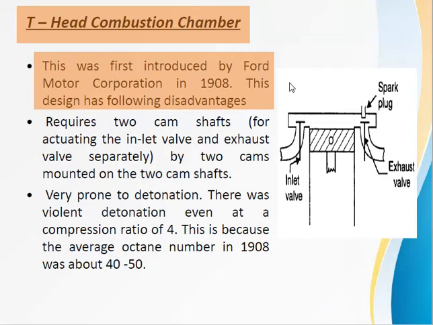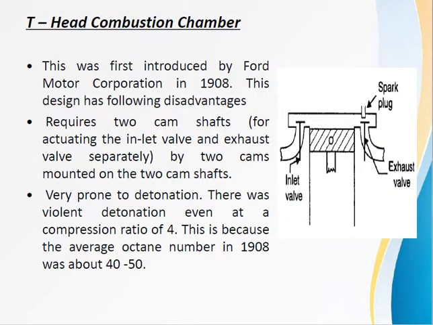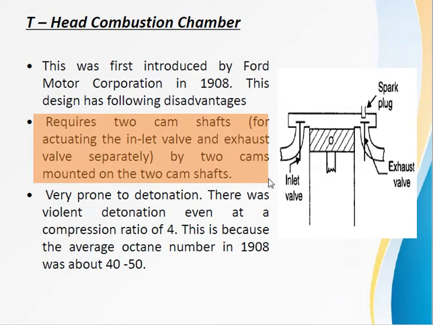So it was introduced in the beginning years of spark ignited engines. Now it had some disadvantages. The disadvantage is what? It used two camshafts. So the first camshaft will be implemented here, and the second camshaft will be implemented here to open and close the inlet and exhaust valve. So this is the first drawback of this engine. It requires two camshafts for opening and closing of the inlet and exhaust valve.